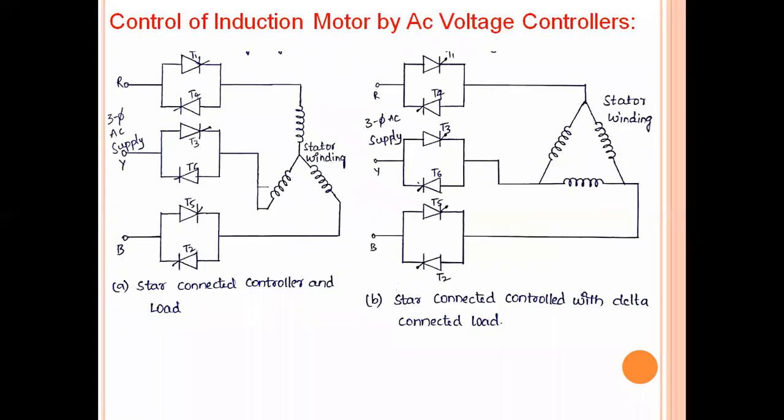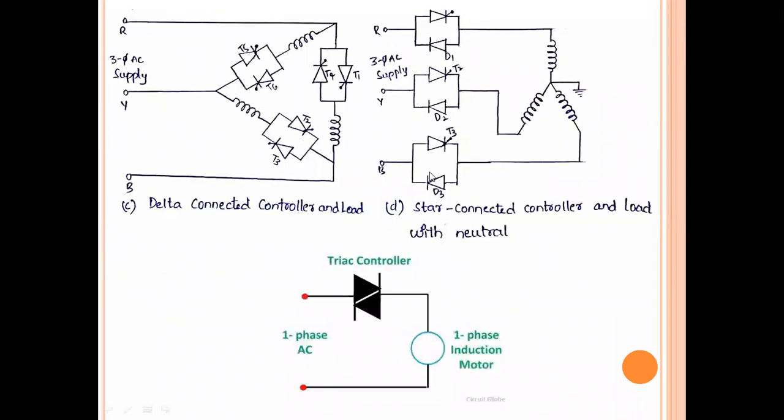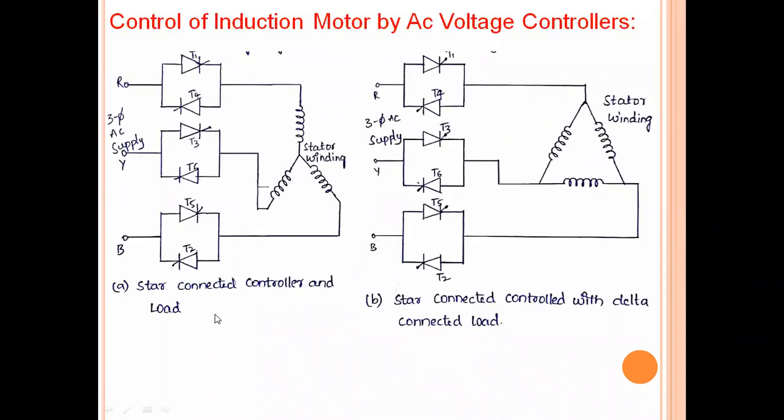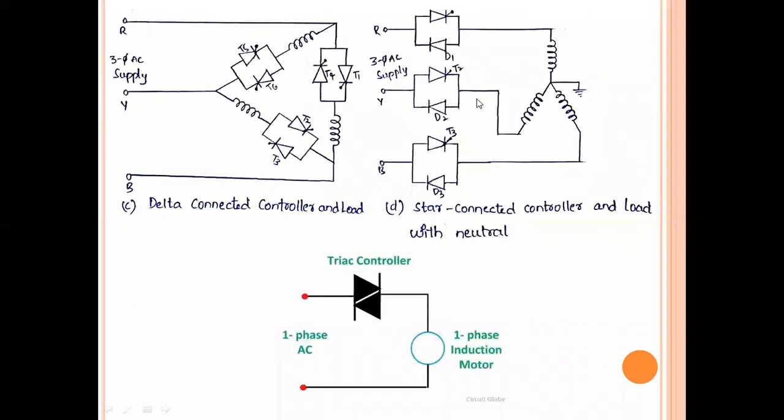All these are AC voltage controllers with six switches, and the performance of these circuits, circuit number A, circuit number B, and circuit number D, is very good. Except C, the remaining three circuits A, B, and D are good because they are very much balanced.